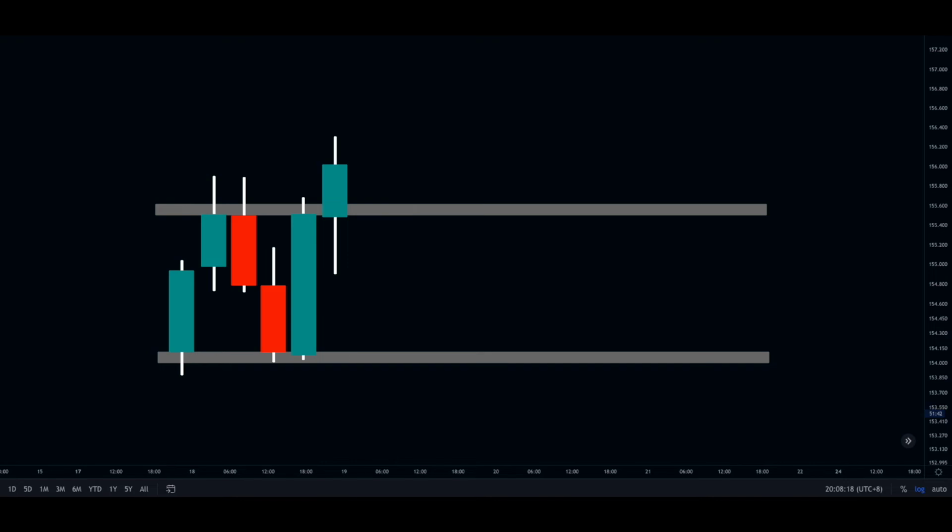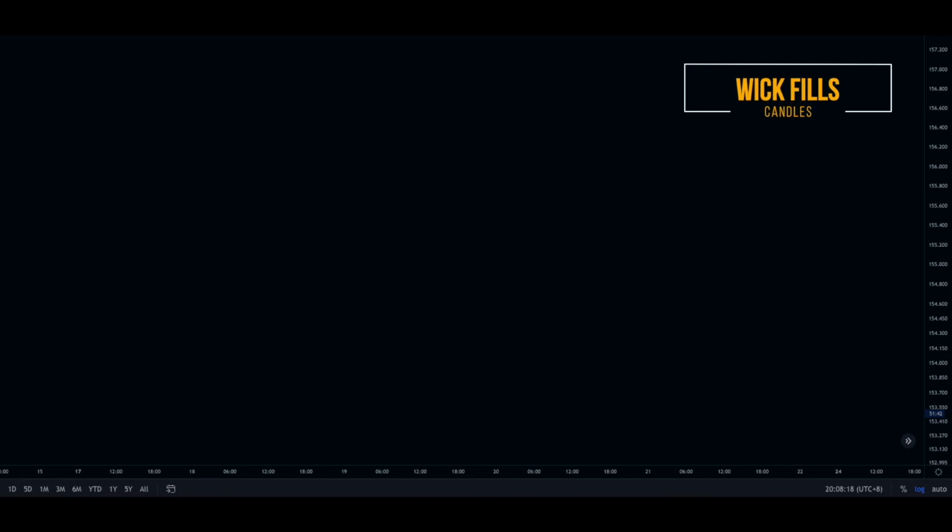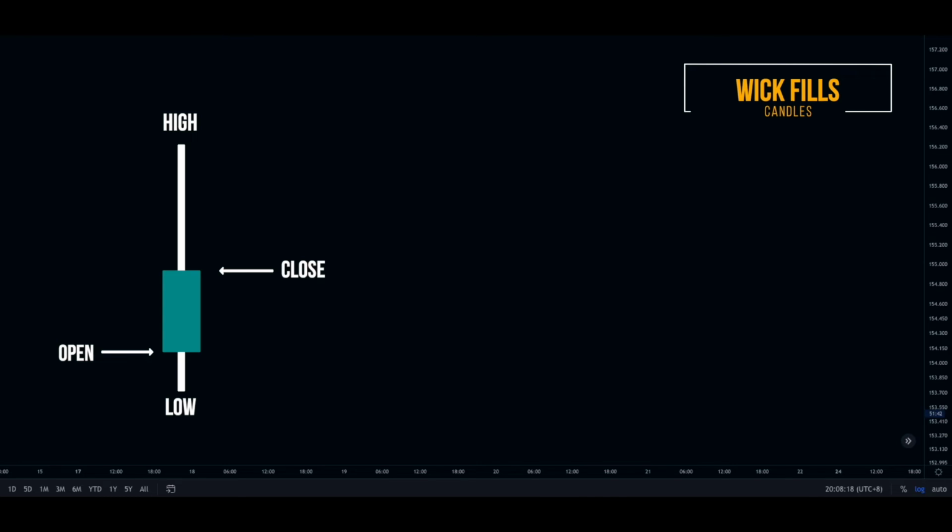But what if we get a candle like this? There's a strong bottom wick, but no top wick upon closing. It means that there's no range for price to continue driving up. Here's why it matters. The majority of candles normally have a top and bottom wick. We have an open, we have a close, we have a low, and we have a high.